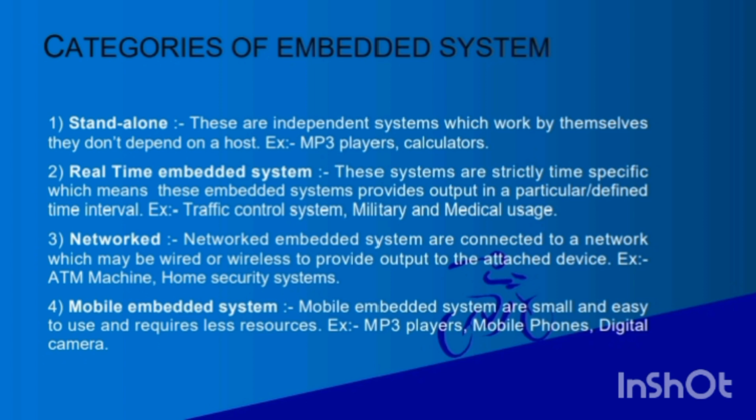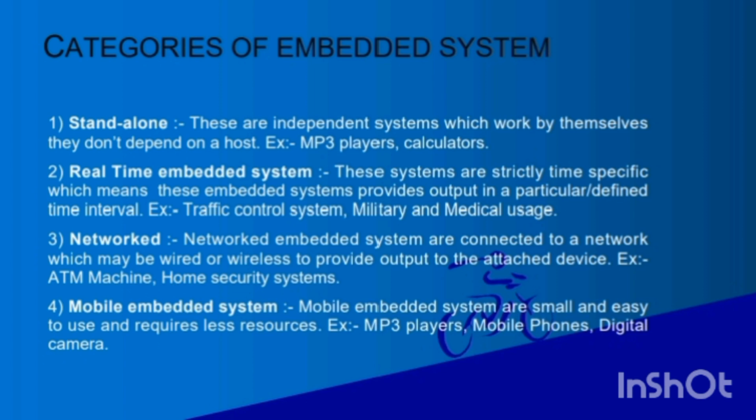Categories of embedded system: standalone, real time embedded system, networked embedded system, mobile embedded system. Standalone systems are independent systems which work by themselves. They don't depend on a host. Example: MP3 players, calculators. Real time embedded systems are strictly time specific, which means they provide output in a particular defined time interval. Example: traffic control system, military and medical usage.